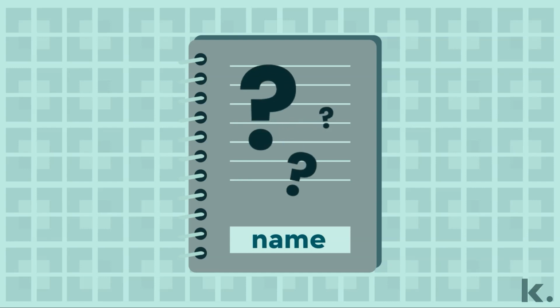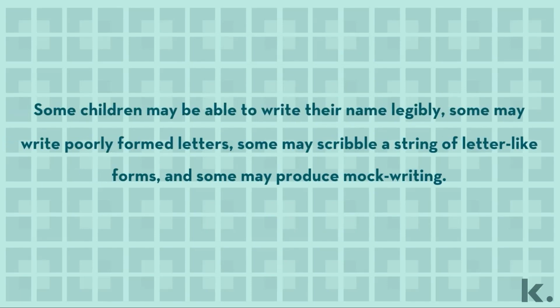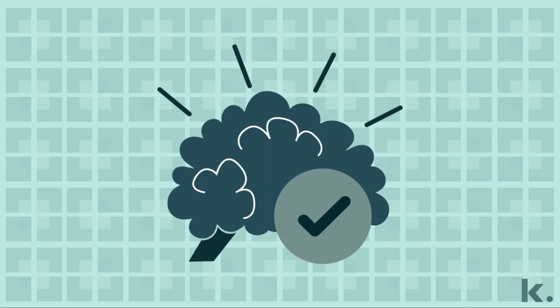On completion of the task, ask each child to write their name onto their story. This may take any form, as there will be varying levels of motor skills. Some children may be able to write their name legibly. Some may write poorly formed letters. Some may scribble a string of letter-like forms, and some may produce mock writing. The intention to claim their narrative is what is important.